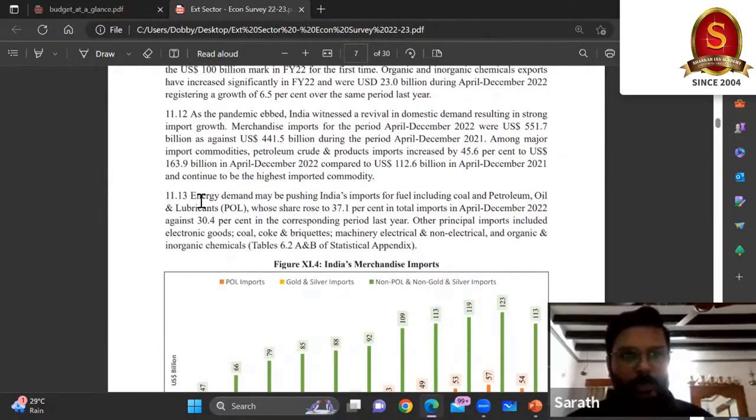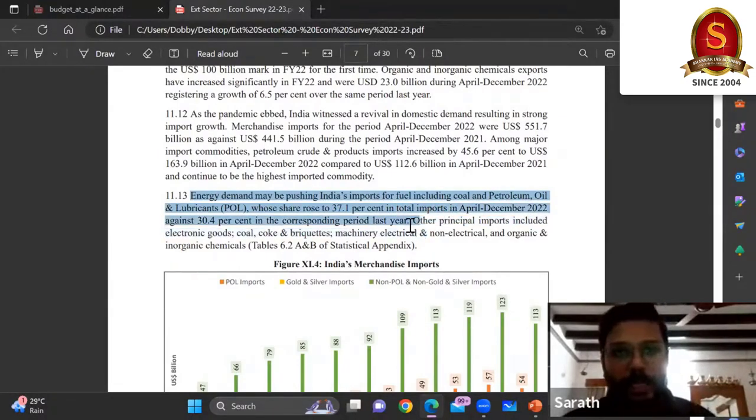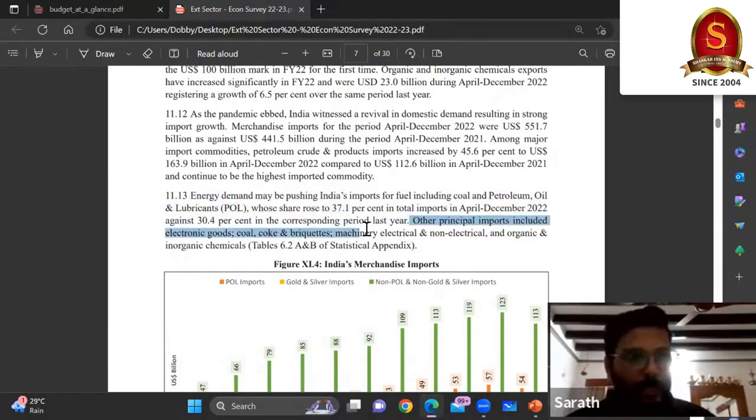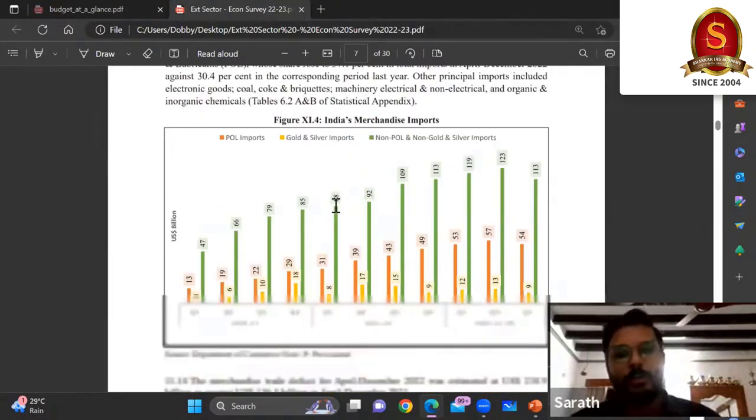Energy demand may be pushing India's imports. Yes. So energy demand may be pushing India's imports for fuel, including coal and petroleum oil lubricants, whose share rose to 37.1%. It says more than one third, more than 33%. Other principal imports included electronic goods, coal, coke, briquettes, machinery, whatever we saw earlier. So that is what is of significance roughly. Look at how the question is framed: one third, not 37%, around one third, more than one third. So that is how the question is looked at.